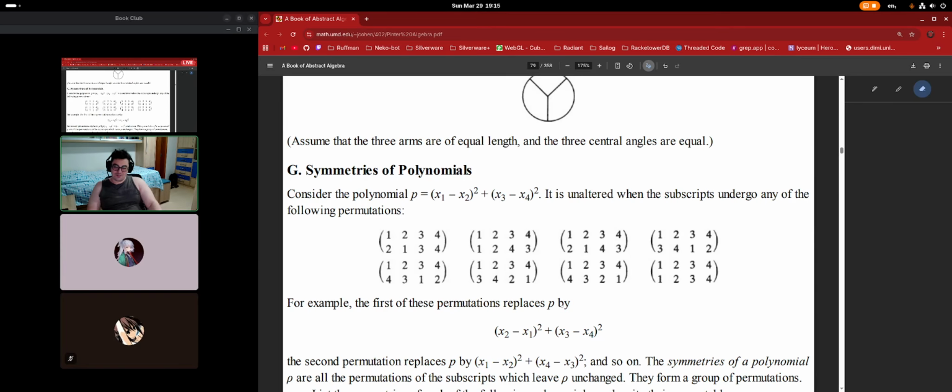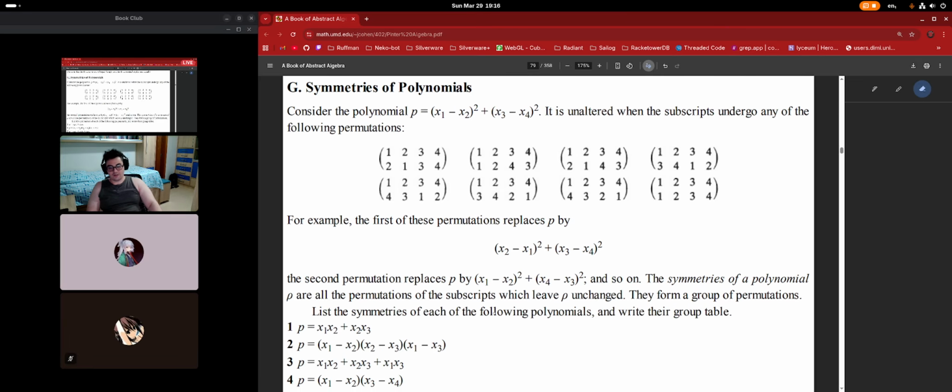Okay. Consider the polynomial that is unaltered when the subscripts undergo any of the following permutations. This is very unexpected, that we are talking about changing the subscripts. And it's actually true because if you do swaps, you're only swapping 2 and 1, so it becomes like this, so the second member is the same. And this is exactly the same because it's subtraction, because this is a square, it doesn't matter if x1 or x2 comes first in the subtraction. So that's pretty cool.